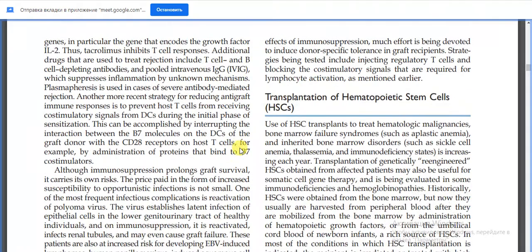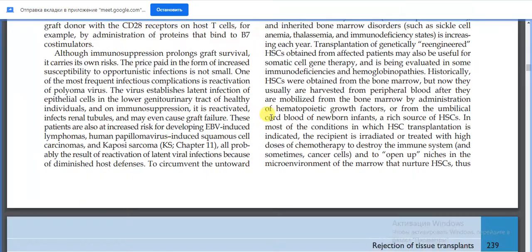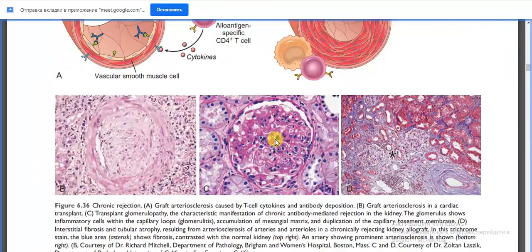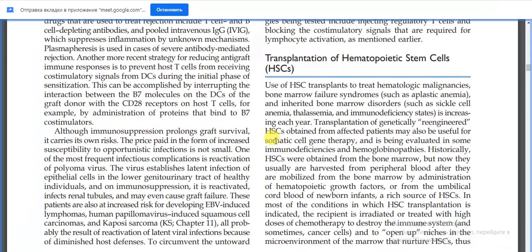So what is... actually, how to avoid the tissue transplant reaction. Sometimes during the transplantation, if we don't want to have this autoimmune reaction, we can change the hematopoietic stem cell. Yes, we can replace all our immunity cells with the bone marrow of another patient.